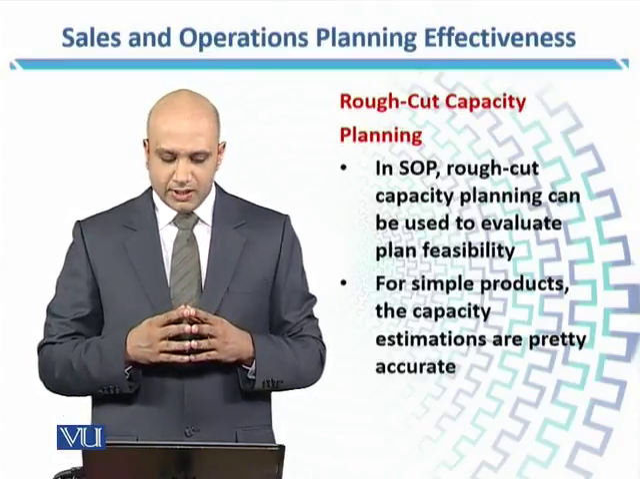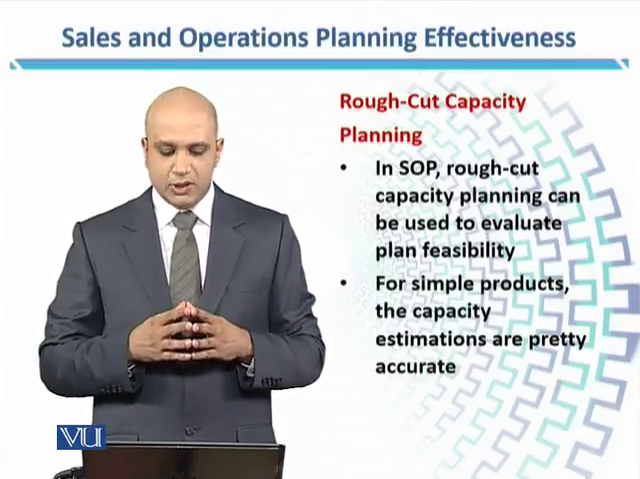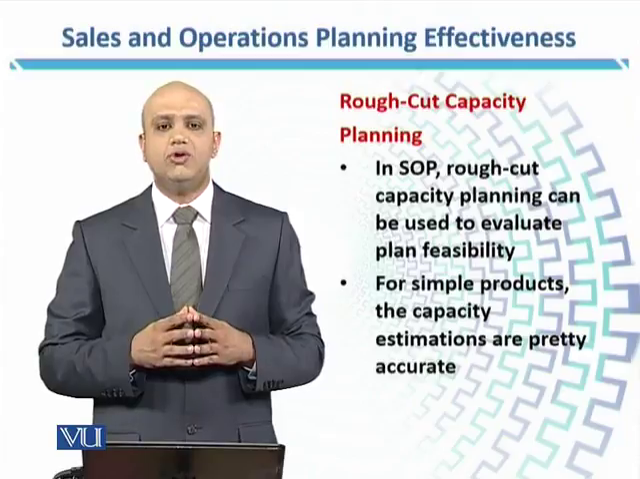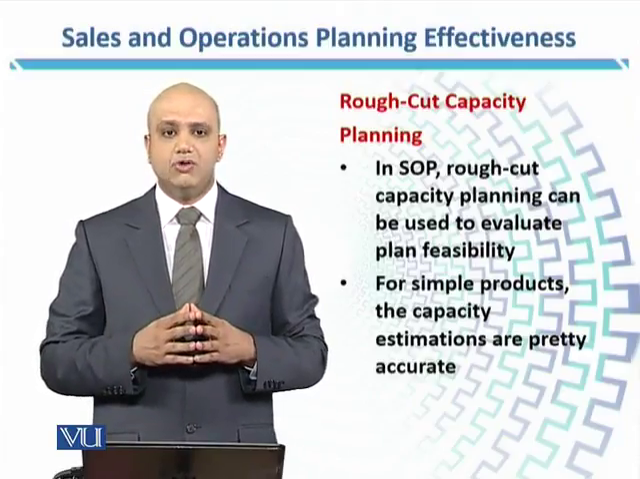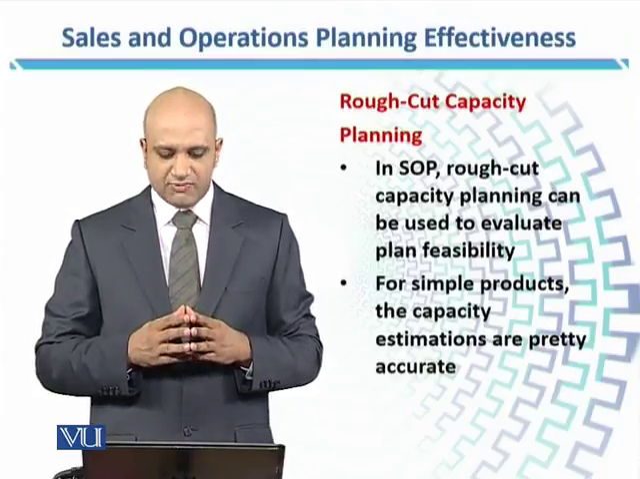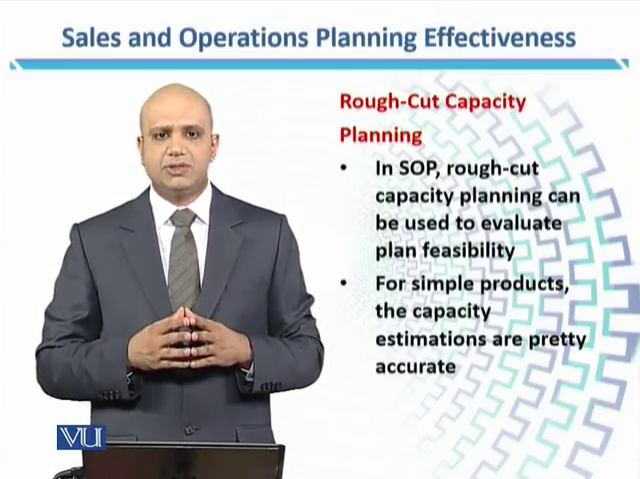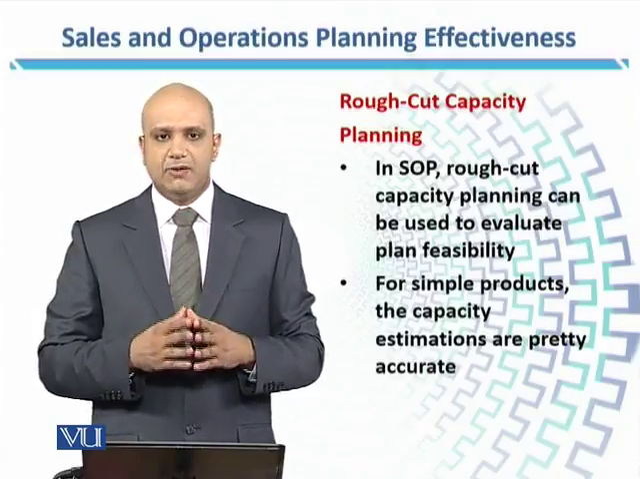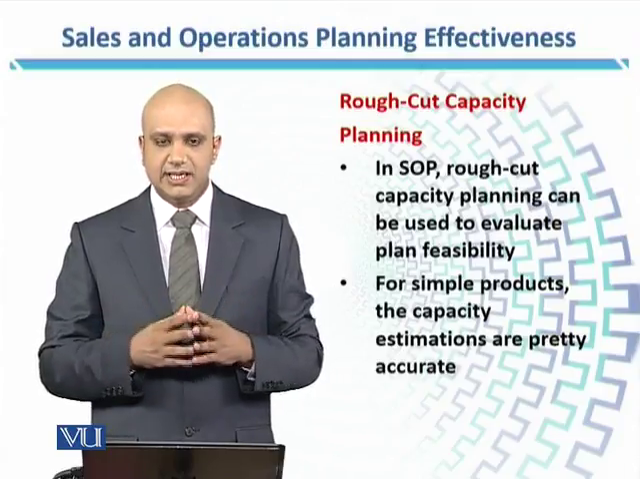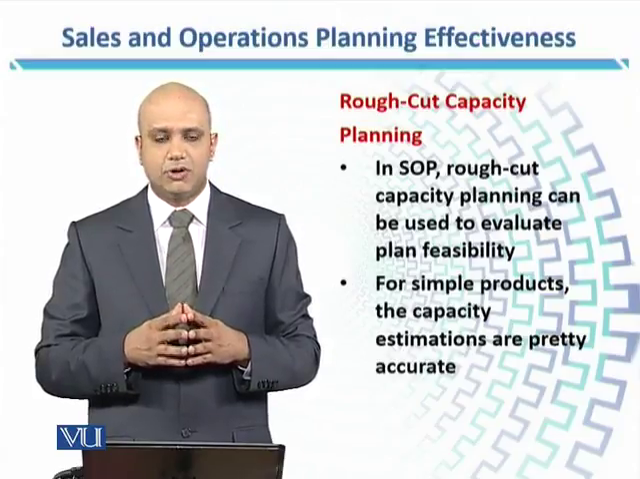In SOP, which is sales and operation planning, rough cut capacity planning can be used to evaluate plan feasibility. Now that is very important. If you are going to evaluate the feasibility of the plan, you have to make sure that rough cut capacity planning is done. For simple products, the capacity estimates are pretty accurate. Simple products mean that you know exactly what the historical data is, what the growth rate is, what the capacity is, and we have probably 2 or 3 product groups.